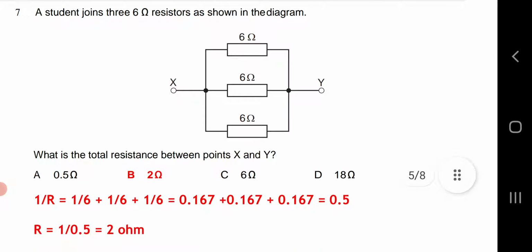Question number 7. A student joins three 6 ohm resistors as shown in the diagram. What is the total resistance between point X and Y? All three 6 ohm resistors are connected in parallel, and their combined or net resistance can be found using the formula 1 over R is equal to 1 over 6 plus 1 over 6 plus 1 over 6, and 1 over R is equal to 0.5. So R is equal to 1 over 0.5, that is 2 ohm. So option B.